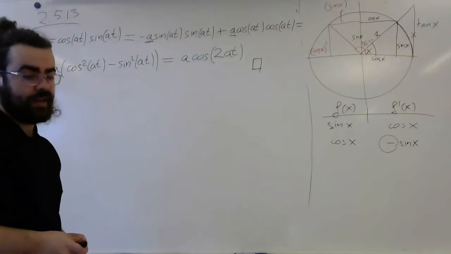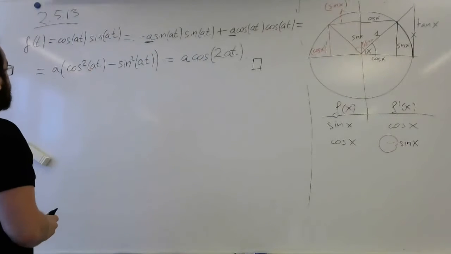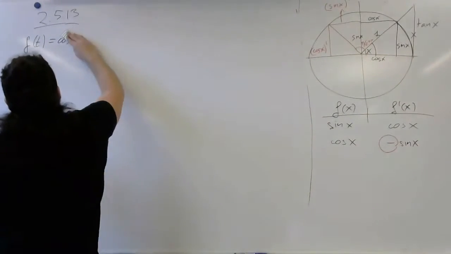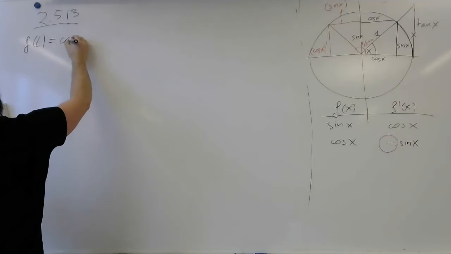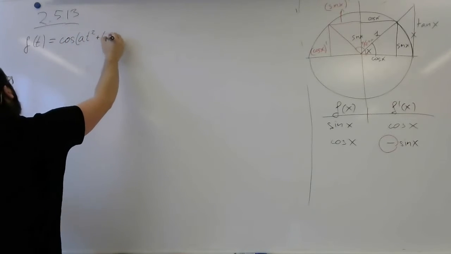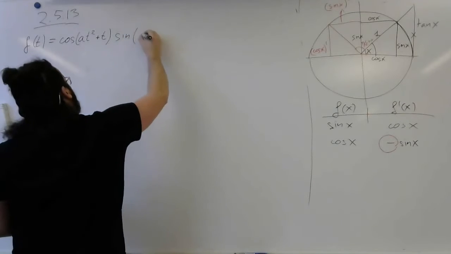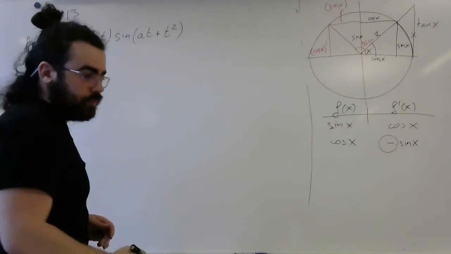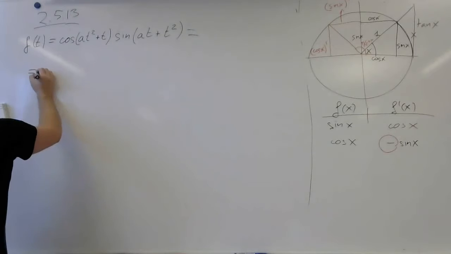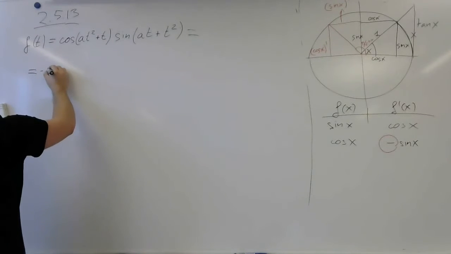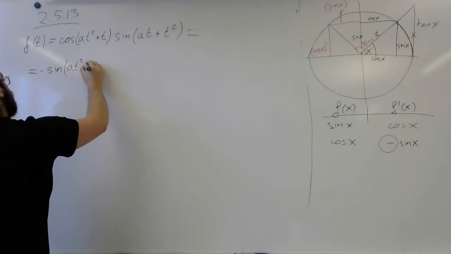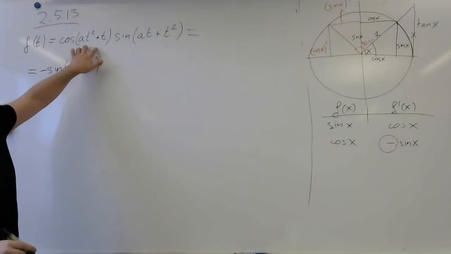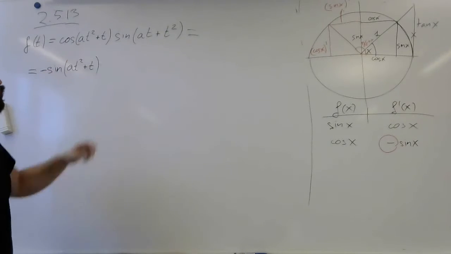If I rewrite this function to cosine at plus 1, we would do the exact same. Let's do it. Actually, I'm going to give it another twist. So we don't get bored. In this case, we have derivative of the first. This will be minus the sine of at squared plus t times the derivative of what is inside. And the derivative of what is inside is 2at plus 1.